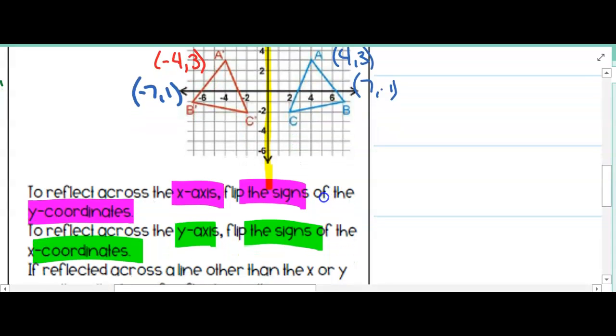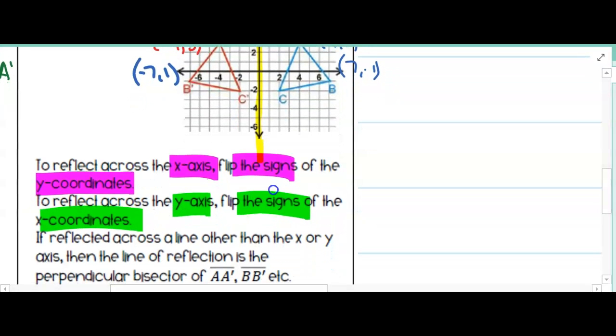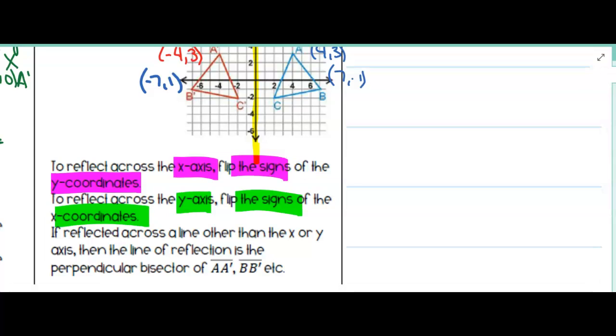Now, like I said, sometimes you're not going to be reflecting along the x or y-axis. You're going to be reflecting just along another line in general. Sometimes this is easy to do. Other times it can be a little challenging. But what you're going to do, and this is kind of interesting, I think, if it's reflected across any line, and this is actually true if the line of reflection is the x or y-axis too, the line of reflection is the perpendicular bisector of the segment A prime, B prime, C prime, and so on.